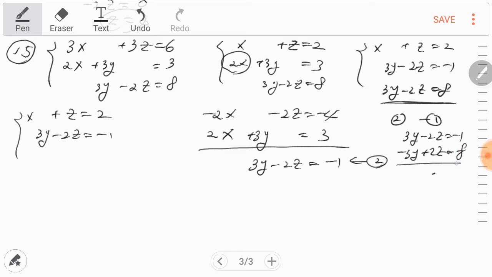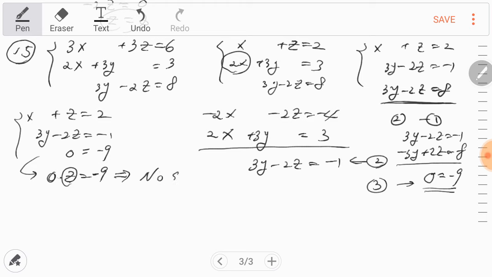And then the left side becomes 0. The right side becomes what? Negative 9, right? So this is the third equation. Then as you can see here, the third equation is for what? For the z equation, right? That means 0 times z is equal to negative 9. So 0 times something is negative 9. Is there any value of z so that the product of 0 and some number is negative 9? No, cannot, right? You cannot find any z value. So we say there is no solution.